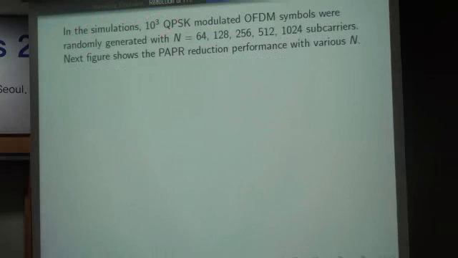In the simulation, we used 1000 QPSK modulated OFDM symbols. This means the data a sub k is formed by negative 1, 1, and 0. That is called the QPSK modulated OFDM signal. And we made the experiment where n is 2 to the 8th, 2 to the 9th, and 2 to the 10th.